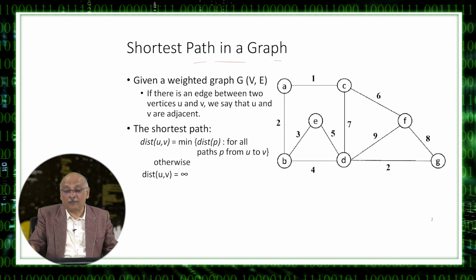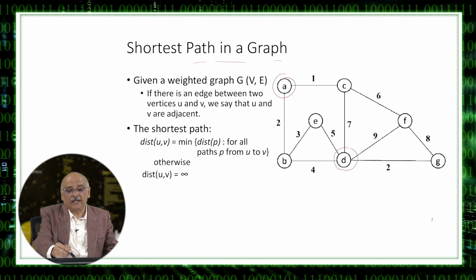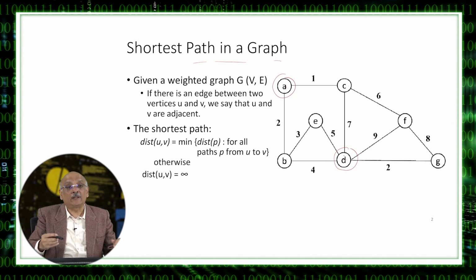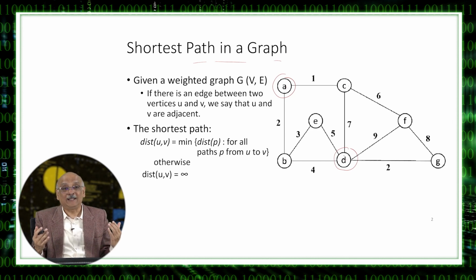There is a path from A to G, and there are multiple paths from A to G. Let's take a simple two nodes, A to D. How many different paths are there from A to D? I can go from A to C and C to D, that may be the first path. I may go from A to B, B to D, that is my second path. Then I can go from A to B, E and D. I can go A, C, F, D. So there are multiple paths.